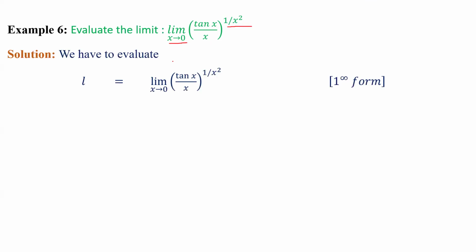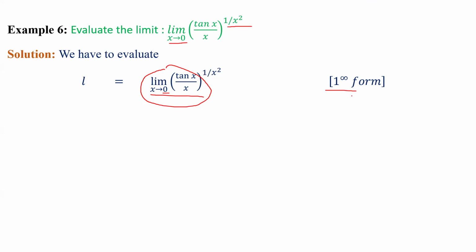In this lecture, we evaluate the limit of (tan x / x) to the power 1/x² as x tends to 0. If you put x tending to 0 here, we know that the limit of tan x / x as x tends to 0 is nothing but 1. Its value is 1 to the power, and if you put x is 0, 1/0 is infinity. It is the form of 1 to the power infinity.